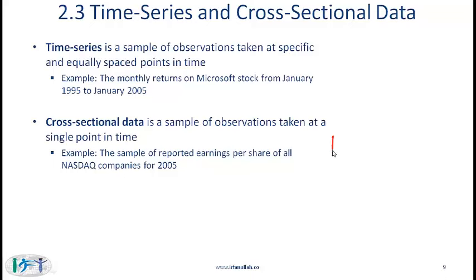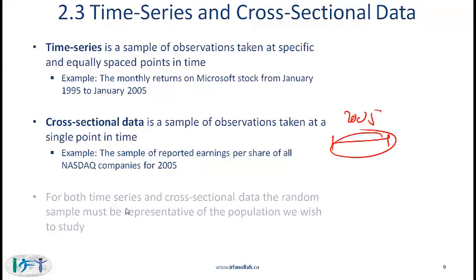So notice that here the data is for 2005 for a range of companies, and this would be an example of cross-sectional data. For both time series and cross-sectional data, the random sample must be representative of the populations we wish to study.